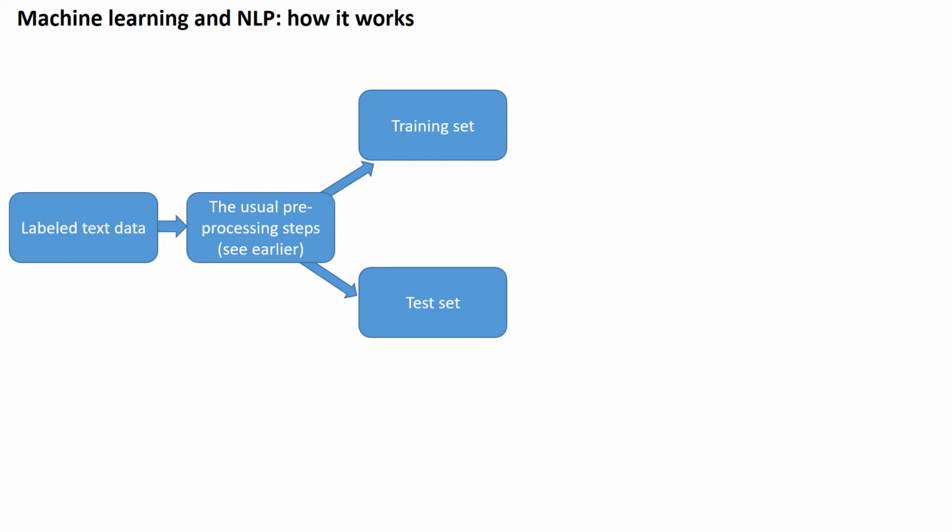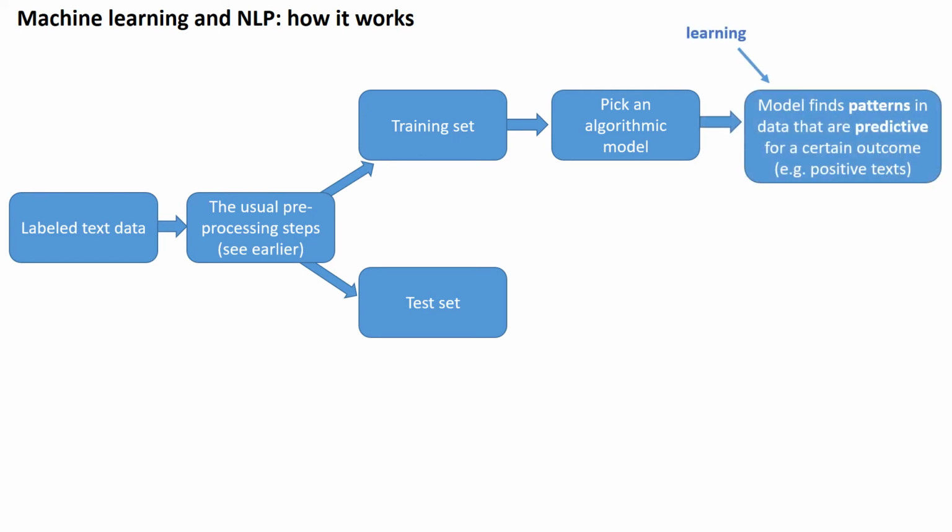So first we will do something with the training set. We will pick an algorithmic model. This can be a very simple model such as the naive Bayes classifier, which we will discuss in the next couple of slides, or it can be a rather complex model such as support vector machines or even neural networks. Then the model will find patterns, and these patterns can be very complex and contain very complex interactions between words, features, and the order of words that are predictive for a certain outcome, in this case whether a text is positive or negative. This is where the actual learning takes place.